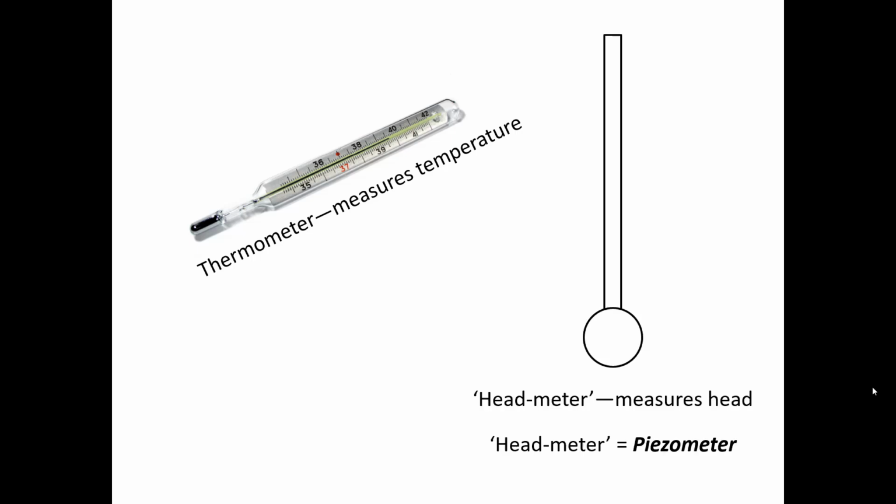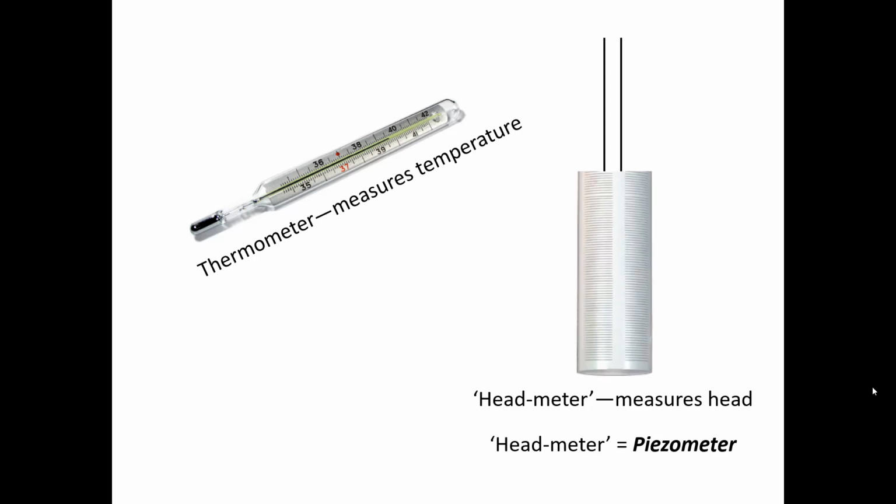Head is measured with a similar device called a piezometer. Like a mercury thermometer, the piezometer has a business end where the head is actually sensed, and the rest of the device is just used for making measurements. In the case of the piezometer, the business end isn't a bulb, but a small opening in an otherwise enclosed tube. Water can only enter the piezometer through the small opening at the bottom. In practice, often the opening isn't so much a hole as a series of very small slits cut into PVC pipe.